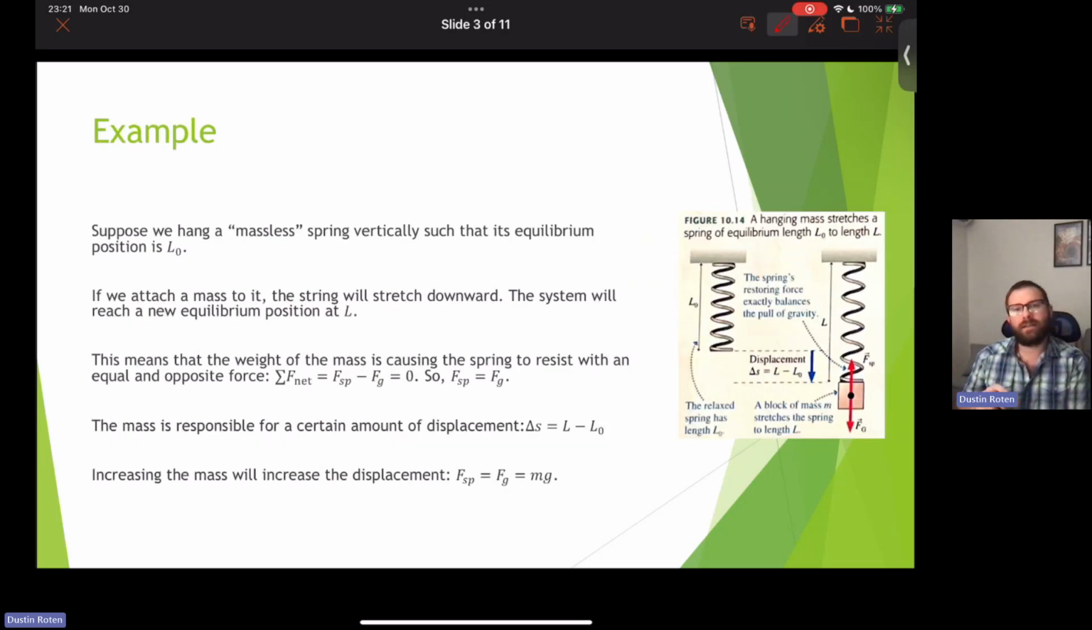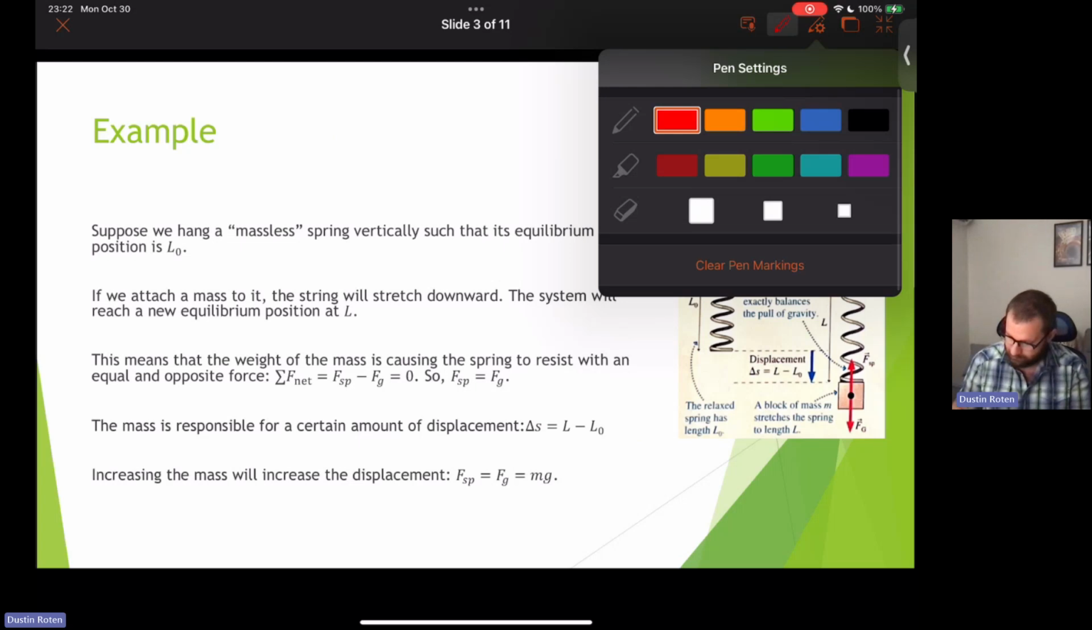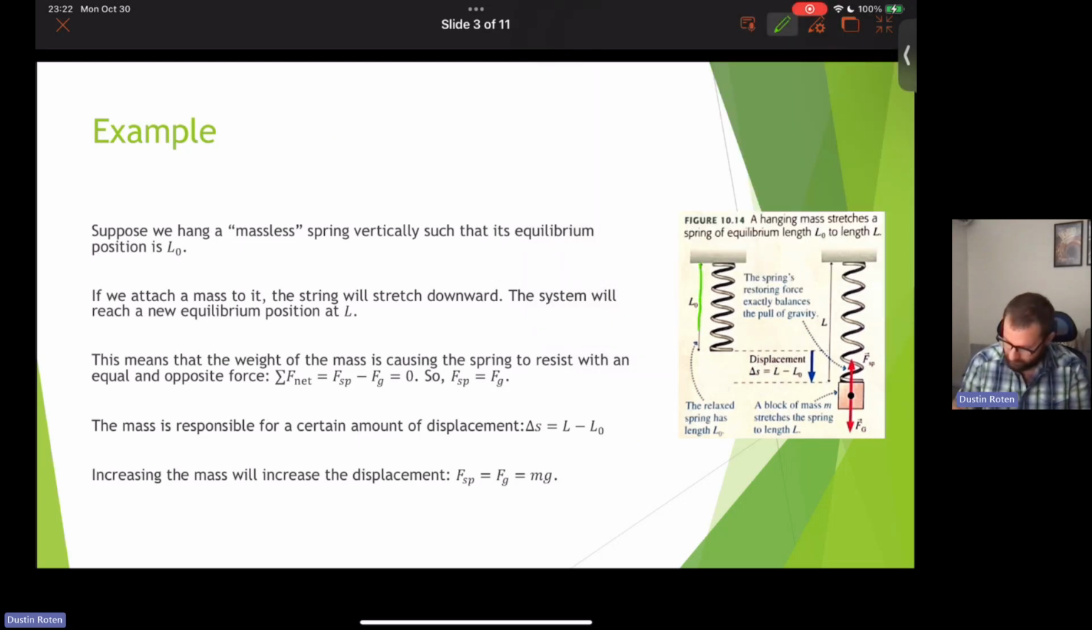Now let's think about another example. Let's say we hang a massless spring vertically such that its equilibrium position is L0, or L naught, as the old physicists used to say. I'll mark that here in green. So there's our spring hanging vertically. It's massless, so we don't have to worry about its particular mass. And there's our position, L naught.